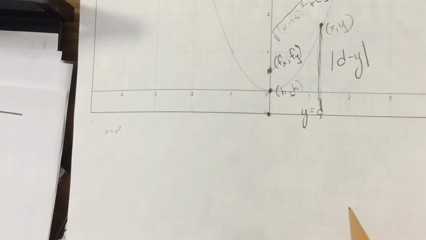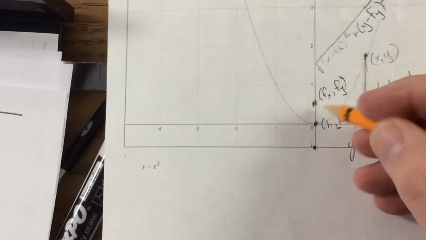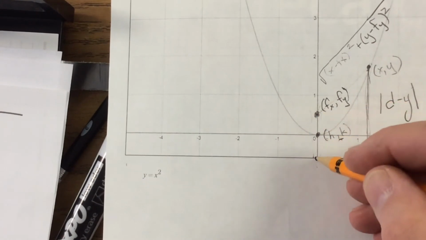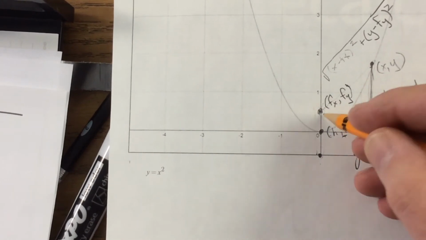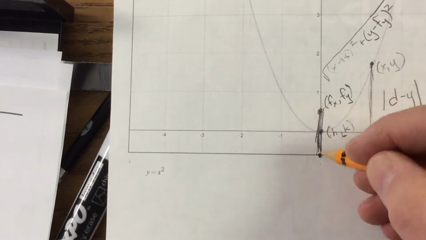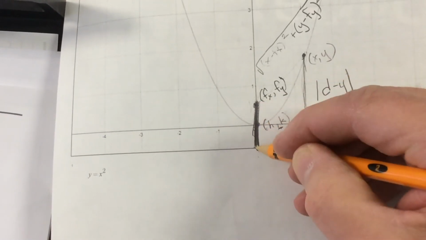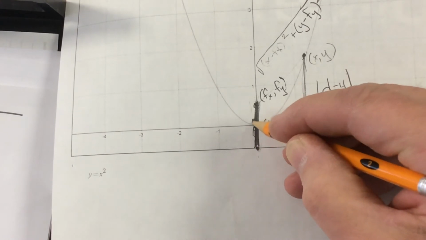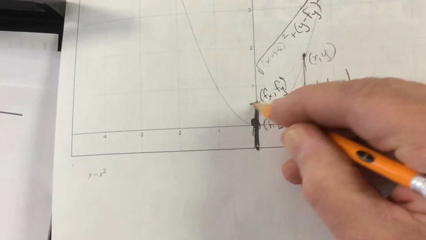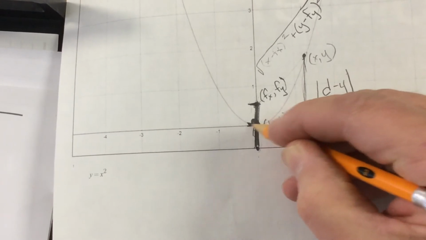Now let's look at this for a minute. Fy minus d. Fy minus d. Well, that's actually this distance here, isn't it? And if I'm talking about from the focus to the directrix, that's actually 2 times the distance from the focus to the vertex.